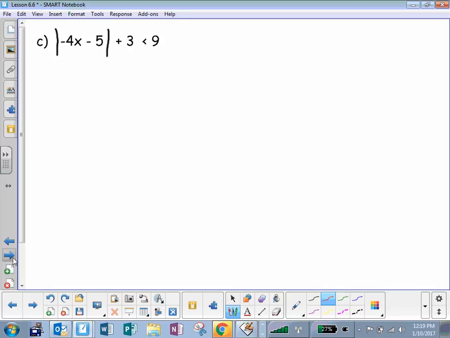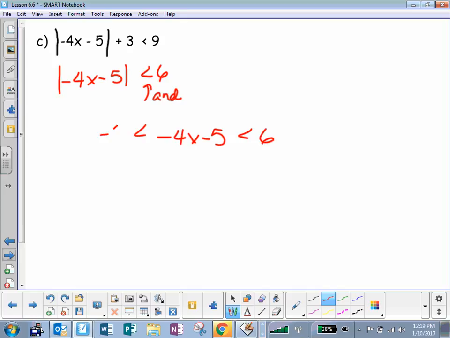All right. What do I need to do first here? Isolate it. Okay. Now, is it an and or an or? It's an and, and it's open. So we're going to come up with our two cases. Negative 4x minus 5 less than 6 and greater than negative 6. So when we add 5, we get negative 1 less than negative 4x less than 11. Is that right? And then we divide by negative 4.